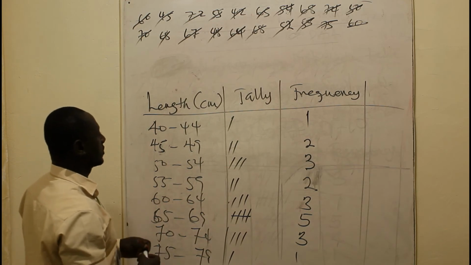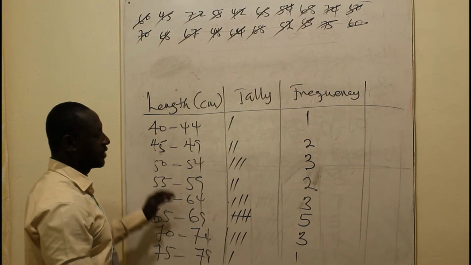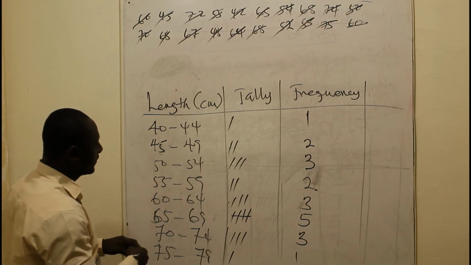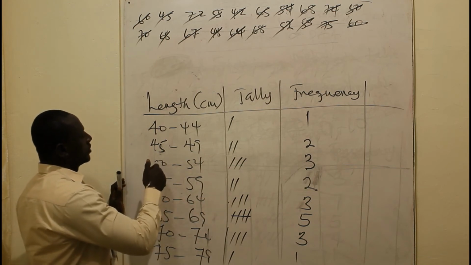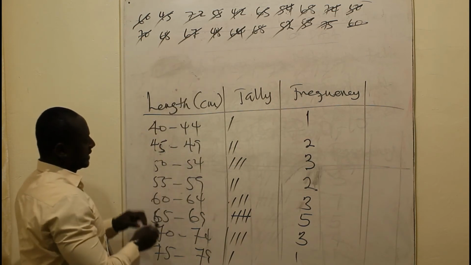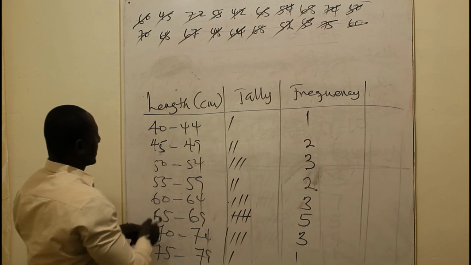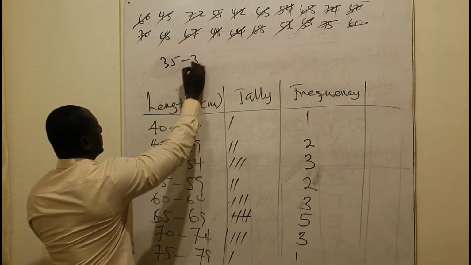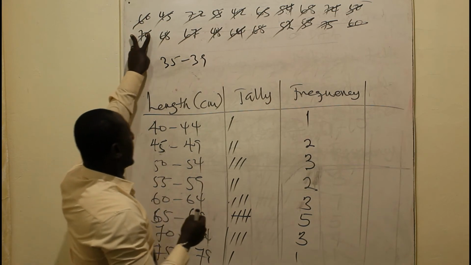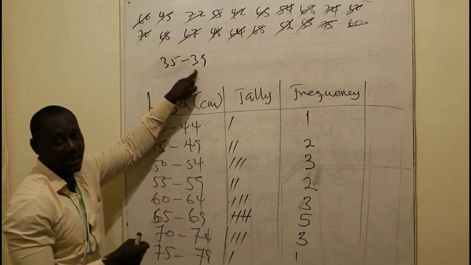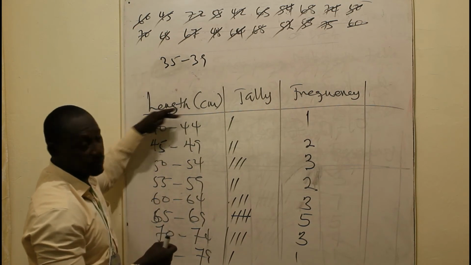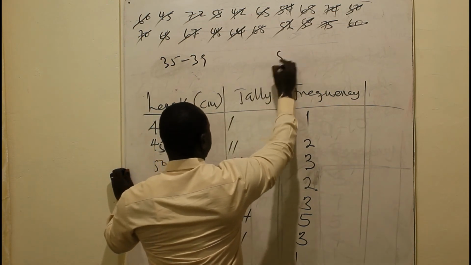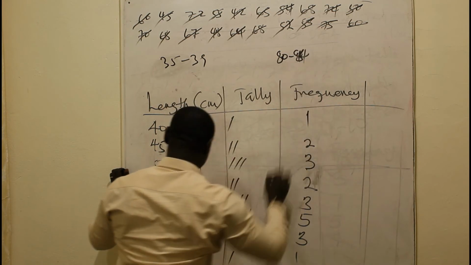Then we are saying that they should be a continuum. There should be continuity in it, so the class intervals must be continuous. You will notice that if we were to start from 35 to 39, none of the data values here will fall between 35 and 39. That's the more reason why we do not include 35 to 39 here. And there's no data value which is going to fall between 80 to 84. That is why we did not include them.